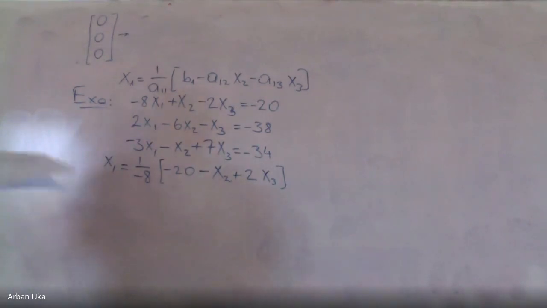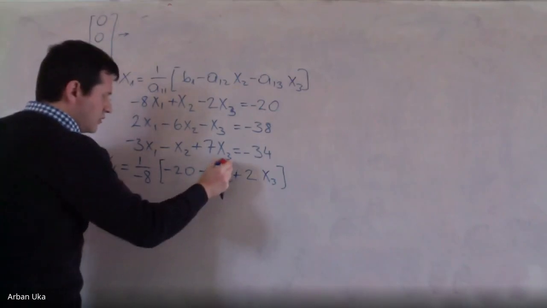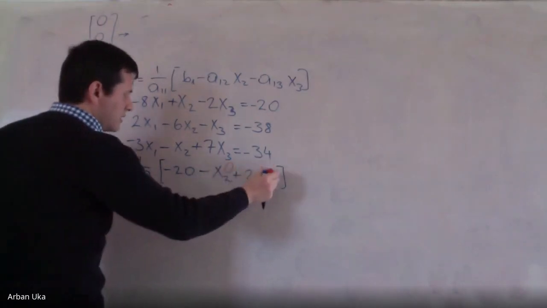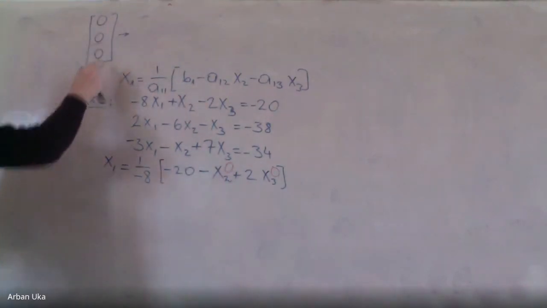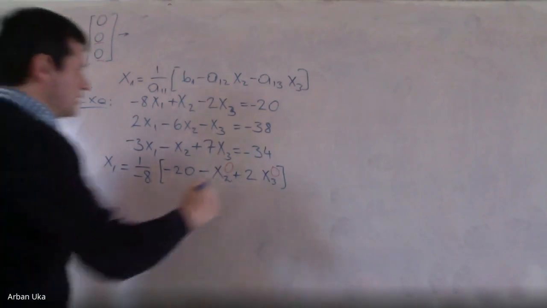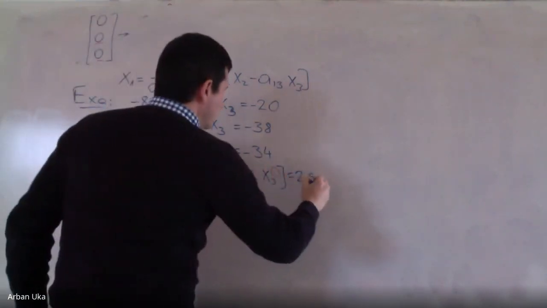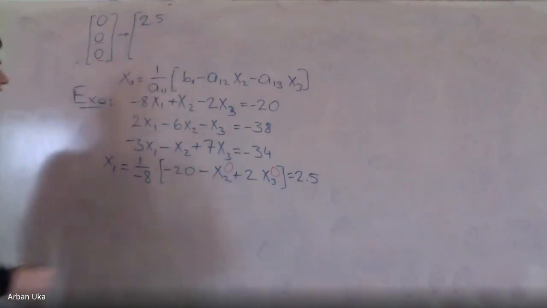So for x2 and x3, we can immediately assume that these values will be substituted with zeros, because that's the initial value. The answer will be minus 20 over minus 8, so we get something like 2.5. So then here we get a 2.5. We go to the second equation.